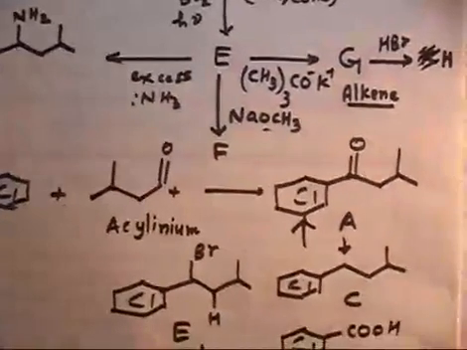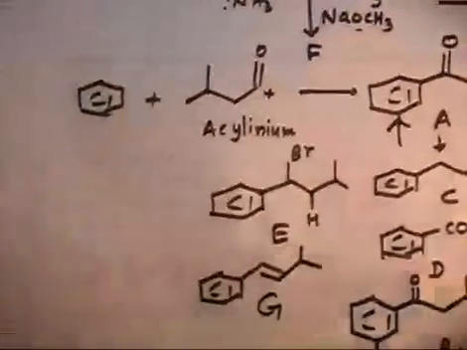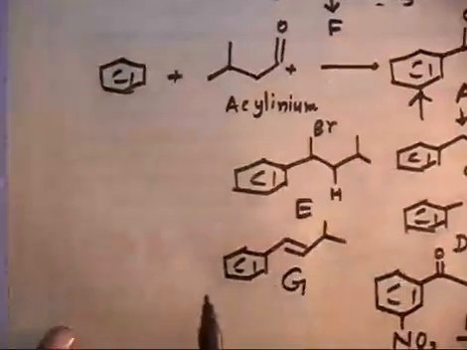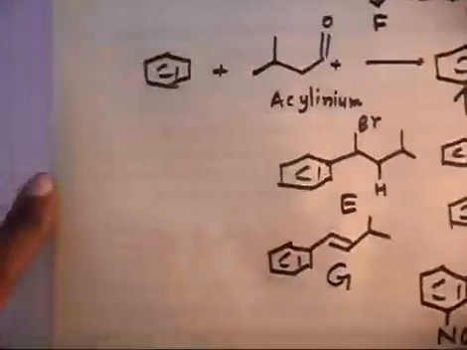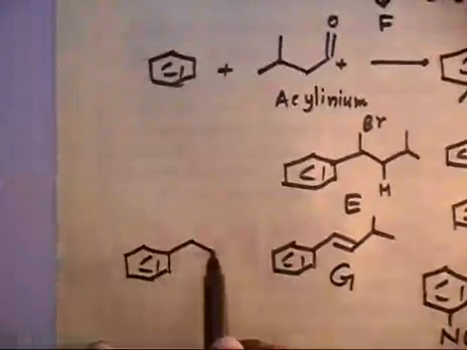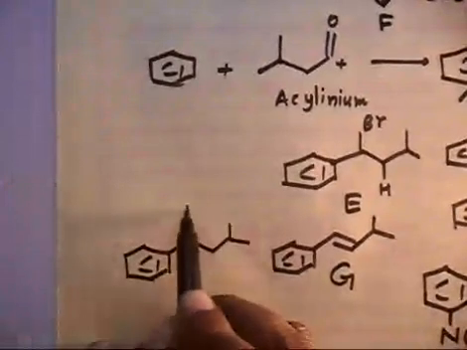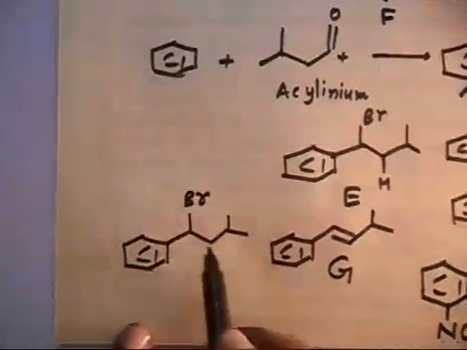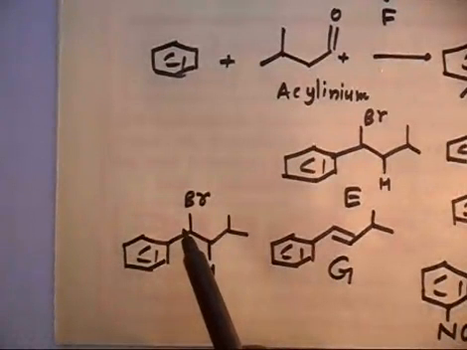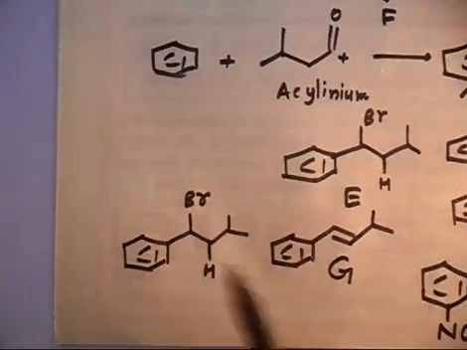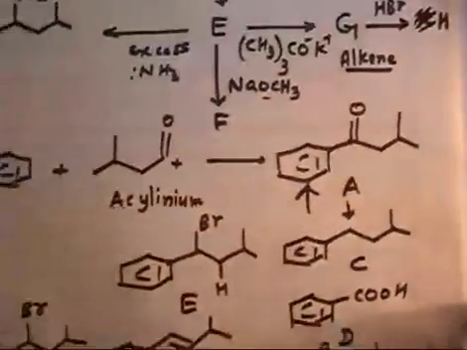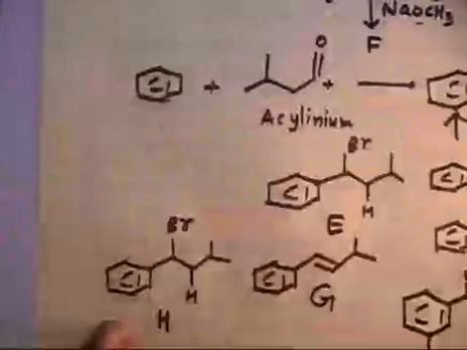Now G adds HBr. So if I add HBr, I have to make a carbocation here, and H will be here and Br will be here. So I have to add after this. So it will go here. So I have to add Br here, and then I have to add H here, because if I add H here, I will get a carbocation here, and in the next step Br minus can attack here. So this is my H.